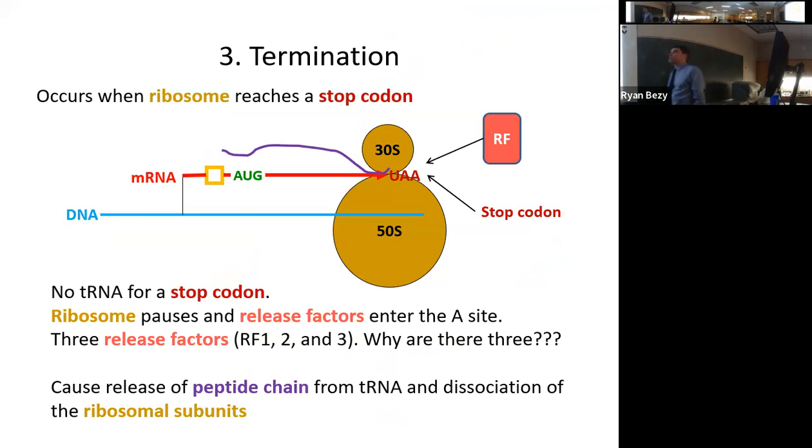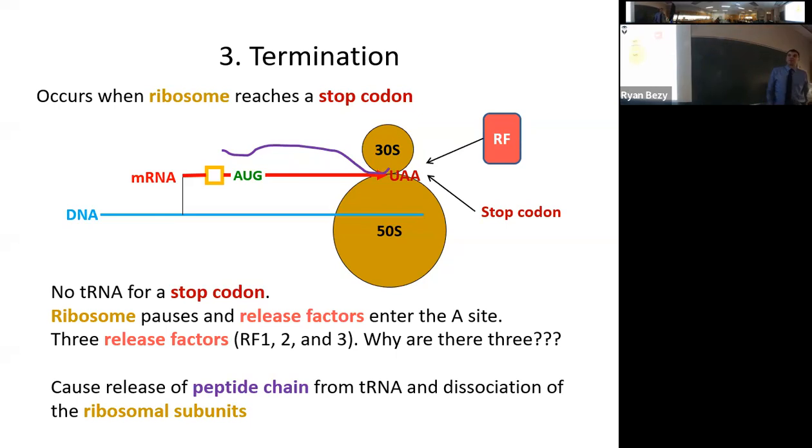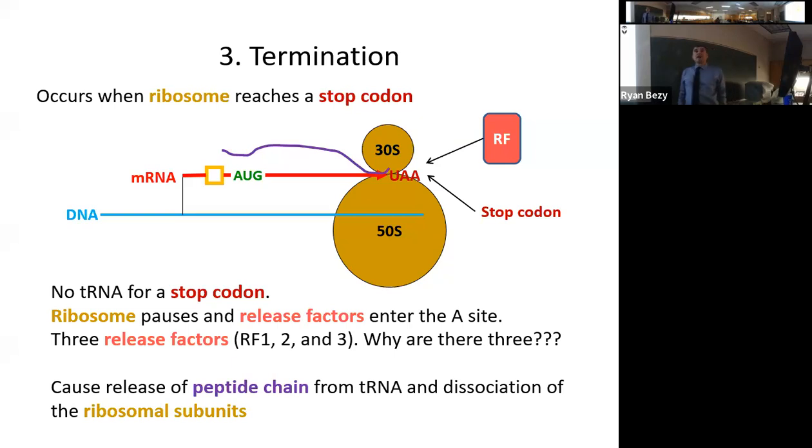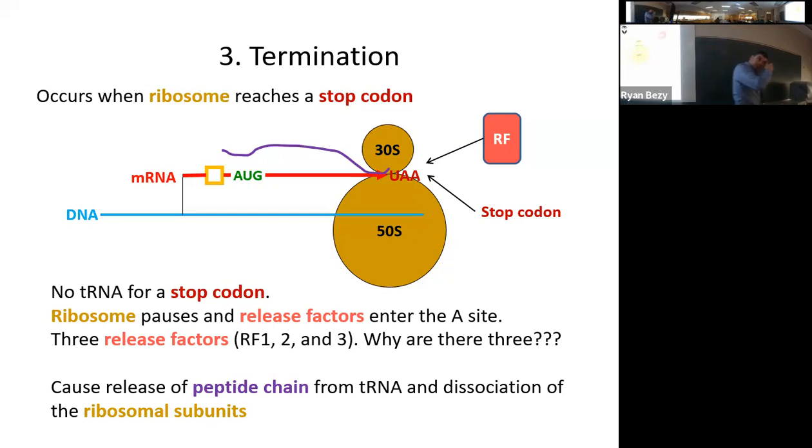All right, terminating translation then. I'm sorry, I said transcription, terminating translation. I always mix those two up constantly. Don't do that on exams. All right, anyways. When you terminate translation, the ribosome is just going to keep doing this process over and over and over until it reaches a stop codon. And that's when termination is going to happen.